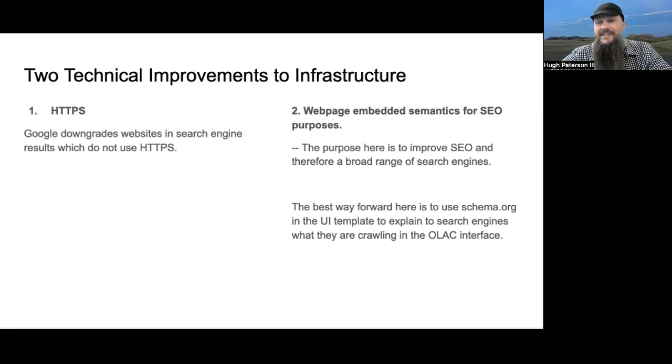I want to talk about the two technical improvements that would improve SEO at OLAC and raise the visibility of resources across the entire web: to use HTTPS and to embed schema.org metadata on the web pages and have the values for schema.org directly pulled from the values that are provided in the OAI feeds from data providers.